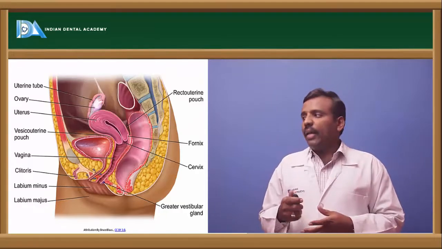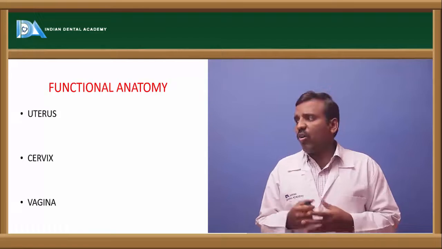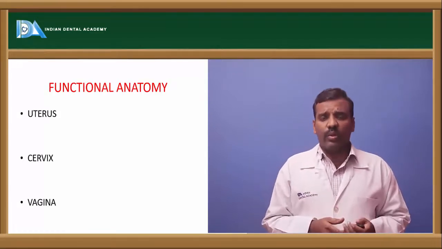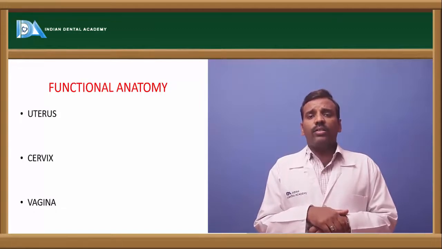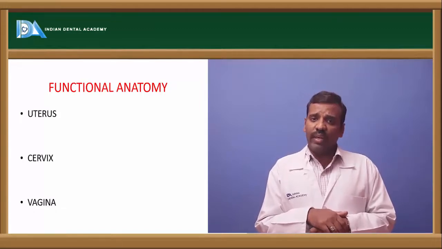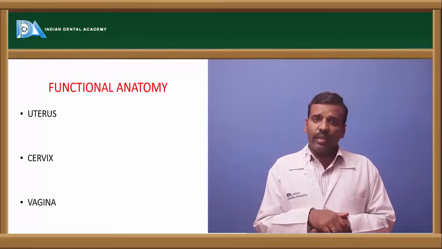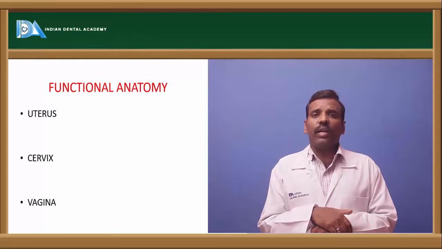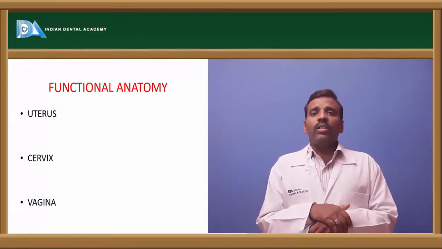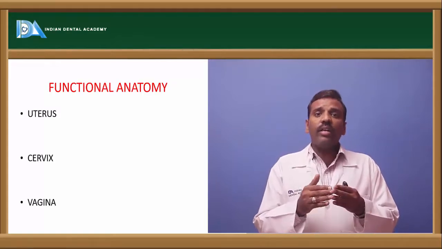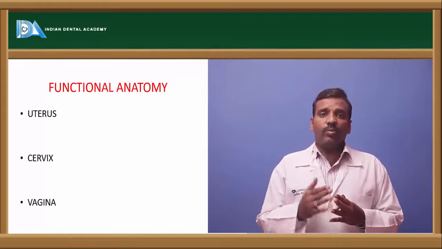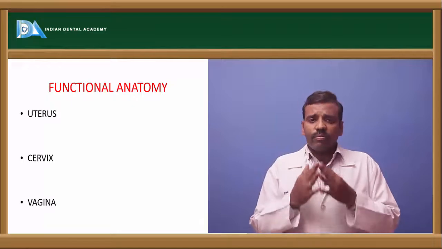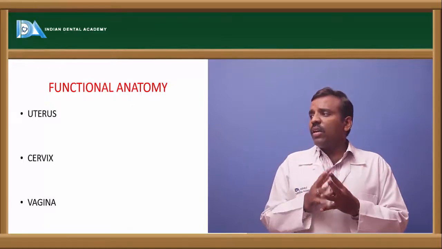Next, if you see the functional anatomy of the uterus, cervix and vagina, first come to the uterus. The uterus is composed of three types of layers: endometrium, myometrium and perimetrium. The endometrium is the innermost layer, and next are the myometrium and the perimetrium.